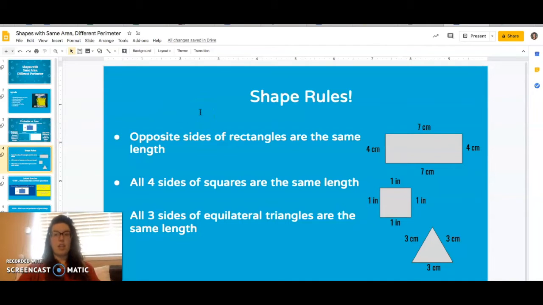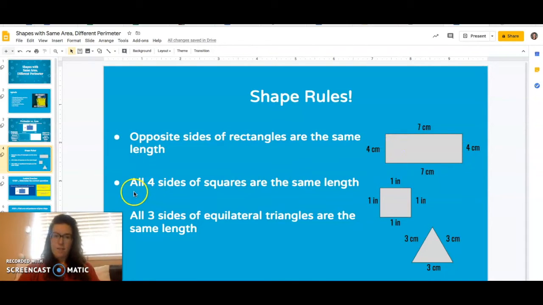We can't forget about shape rules. Shape rules are really important when we are solving these types of problems where we're playing with dimensions, with area and perimeter. So opposite sides of rectangles are the same length, right? So if a rectangle has a width of 7 centimeters on the top, the width on the bottom is also going to be 7 centimeters. Same with the right side, the left side and the right side because they are opposites.